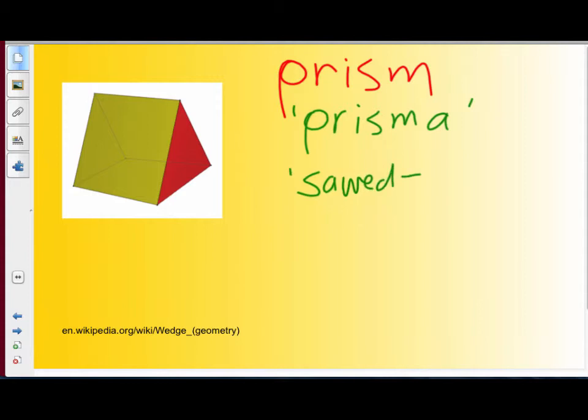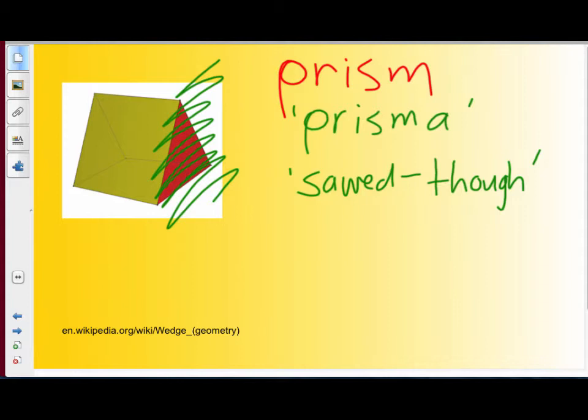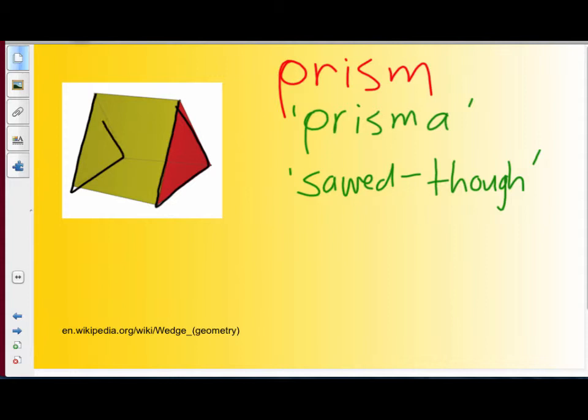Sawed through. It's almost as though someone has gotten a saw and just sawed straight down here, isn't it? In a way, it's just a neat slice straight down the middle of this object. Now, the question is what type of prism it is, and there are many different types of prisms. This prism, you can see, has a face of a triangle that joins to another face of a triangle. So we would call that a triangular prism. A triangular prism.